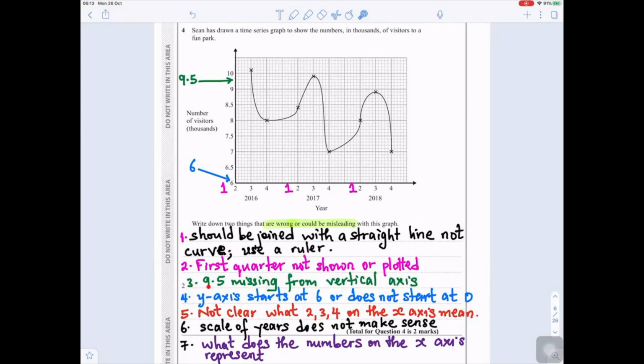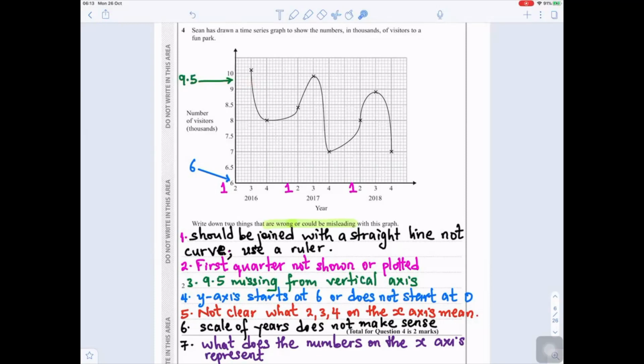The third reason, 9.5 is missing from the vertical axis. If we look at the y-axis, you would see 6, 6.5, 7, 7.5, 8, 8.5, 9, but there's no 9.5. So it's not evenly distributed there. 9.5 is missing.